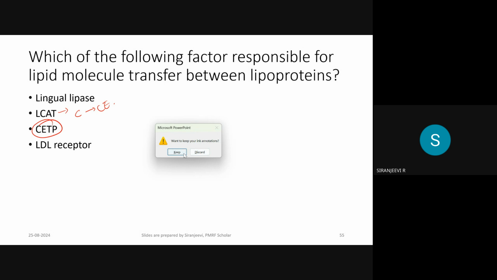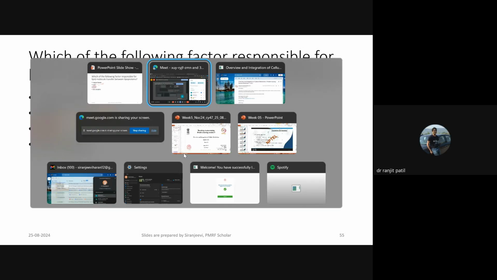You can go back to the professor's lectures also if you have any doubt. Do you have any doubt?